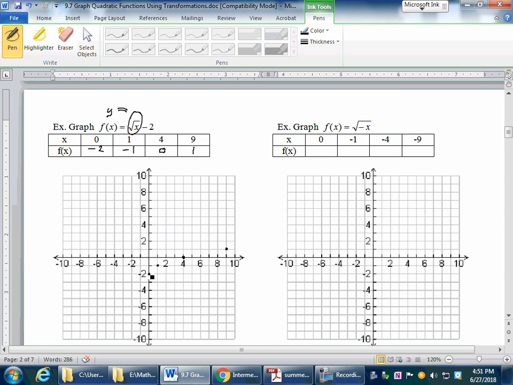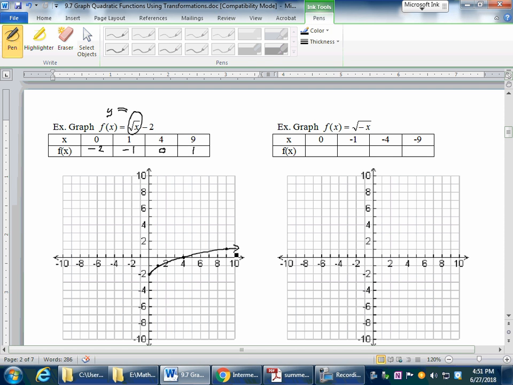So if you look at the graph, this graph will be the same way, but from the parent's graph, notice that it shifts down 2 units. So basically, if you add or subtract to your x coordinate, it's going to shift left and right. If you add or subtract to your y coordinate, it's going to shift up and down. So those are the 2 things.